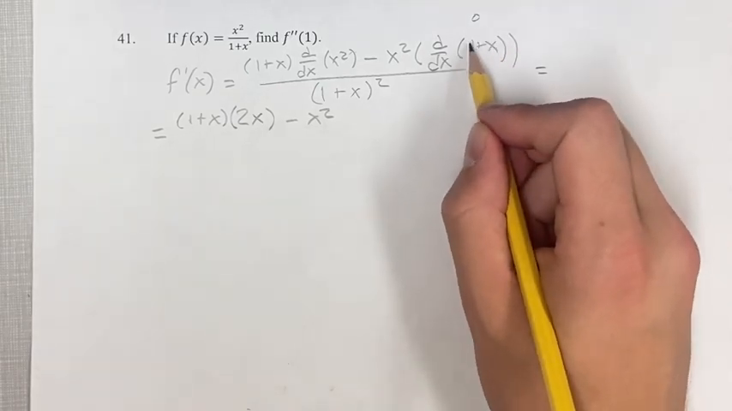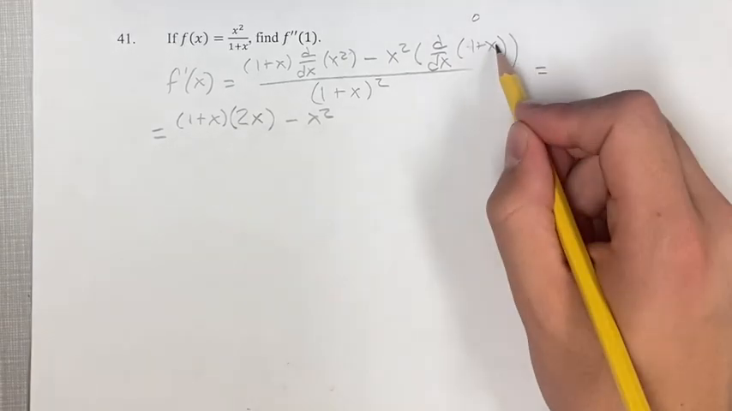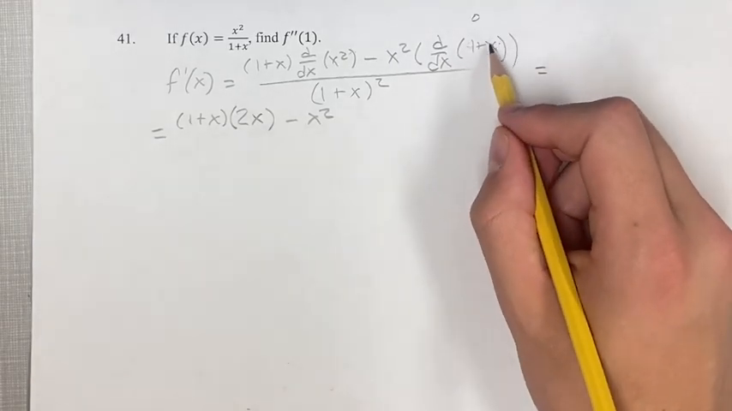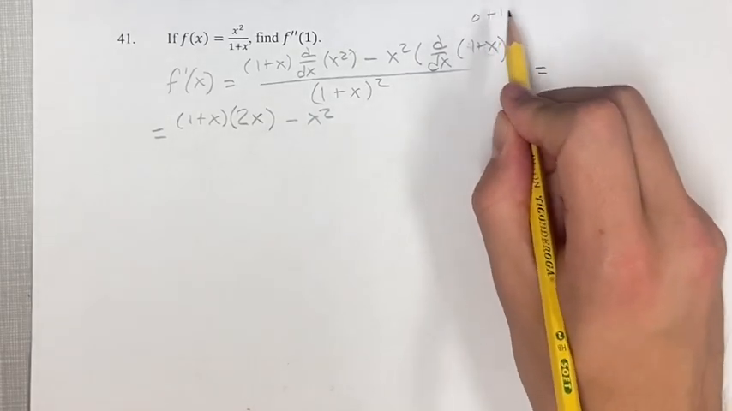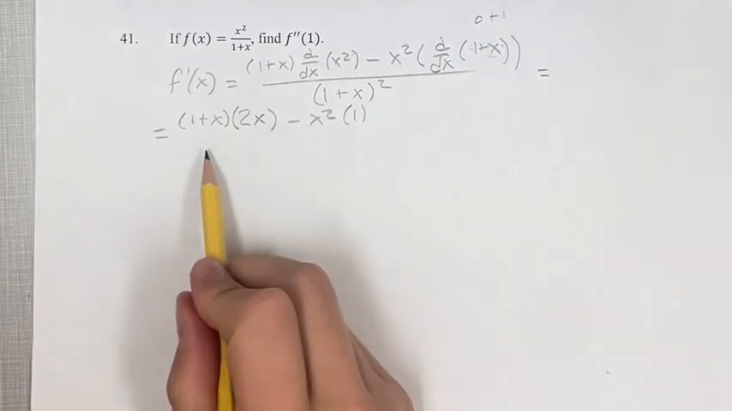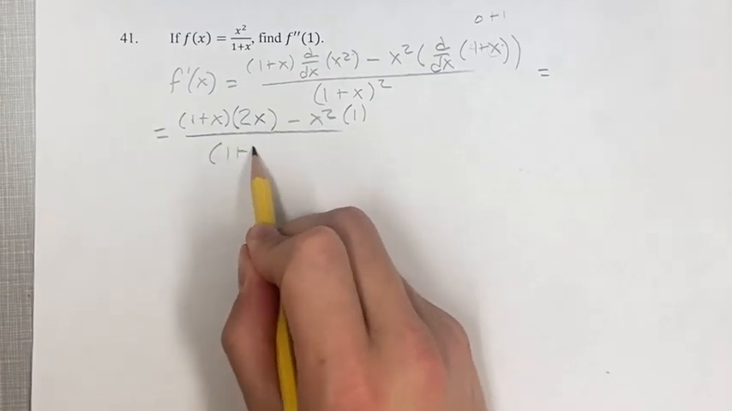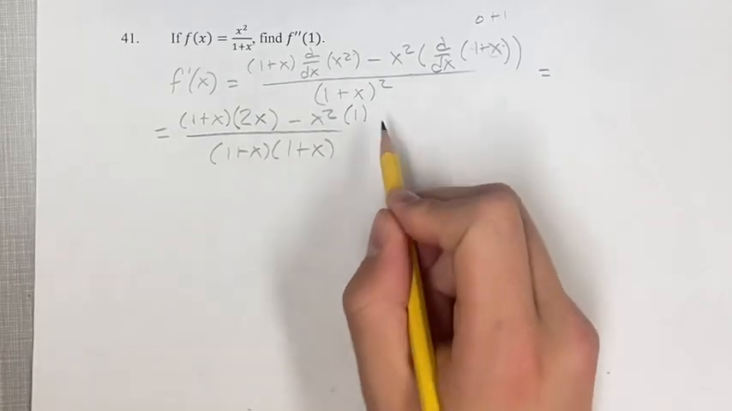And sorry, I should have specified the derivative of 1 is 0 because 1 is a constant, so its derivative is 0 for all constants. Plus, we have a linear term, so its derivative is its coefficient, which is 1. So we have 0 plus 1 is 1, over 1 plus x times 1 plus x.